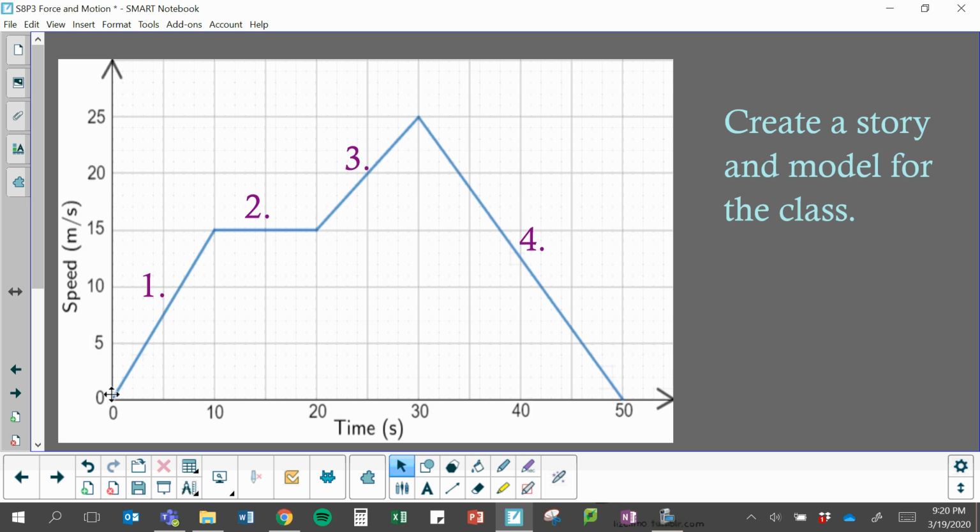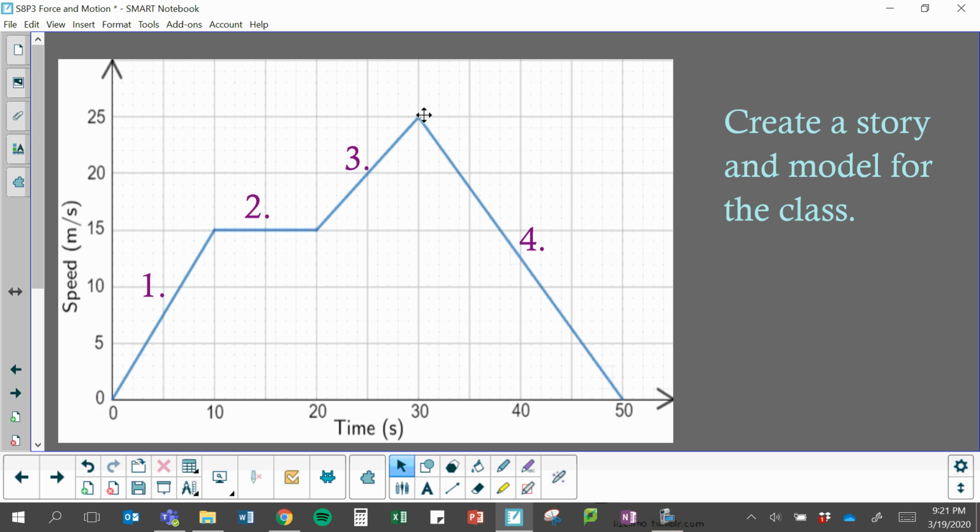We are at the same constant speed. We are moving at a constant speed. Then at section 3, we're going 20 meters per second and then 25 meters per second. So now we're speeding up again. But notice that we were speeding up faster in 1 than we were in 3. So we were speeding up, then we're at a constant speed, then speeding up even more.